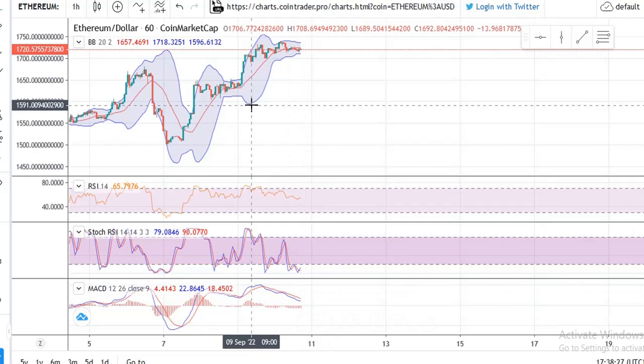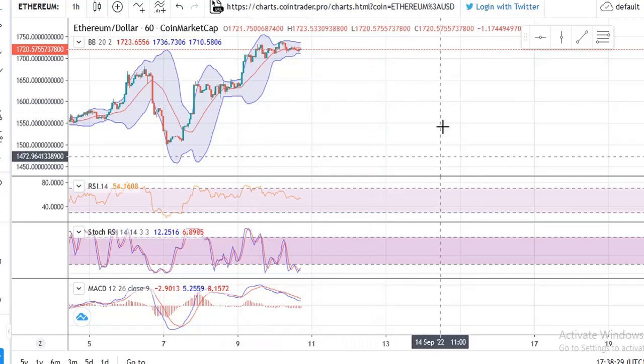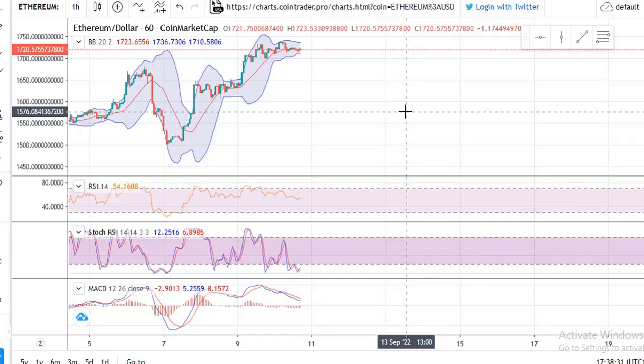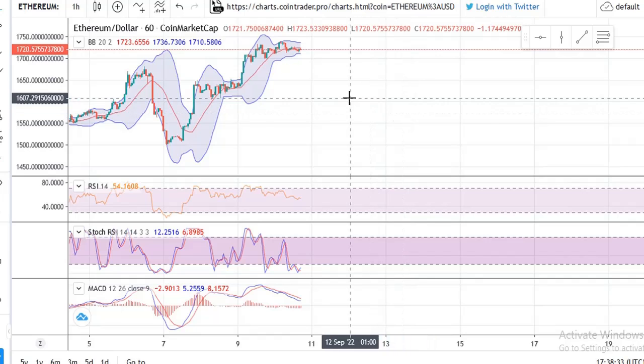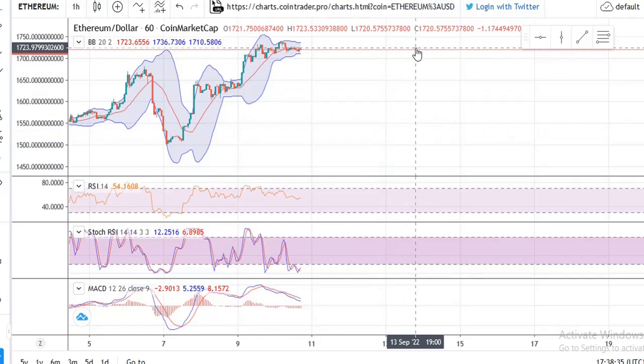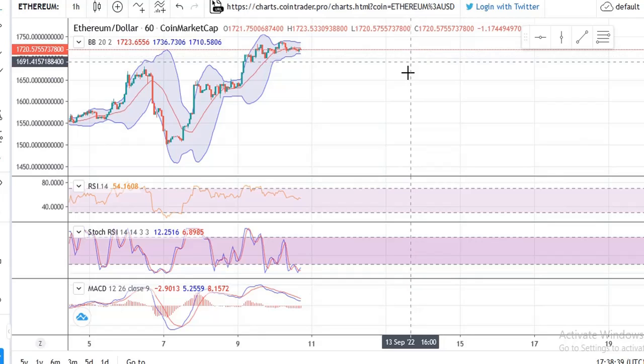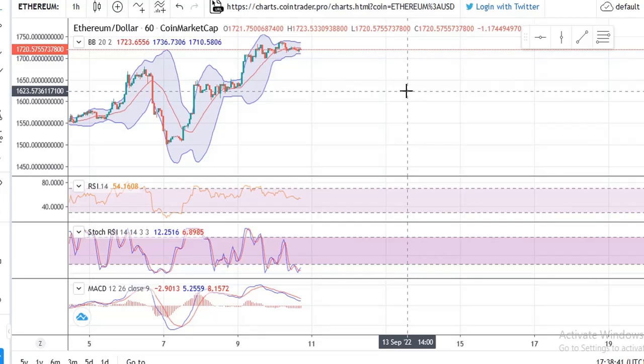So generally with Ethereum, we're expecting some little correction to the 1,600 level before we push upward, probably to the 1,900 to $2,000 mark, considering that we have the merge coming up in a few days and we could see it go to astronomical numbers.